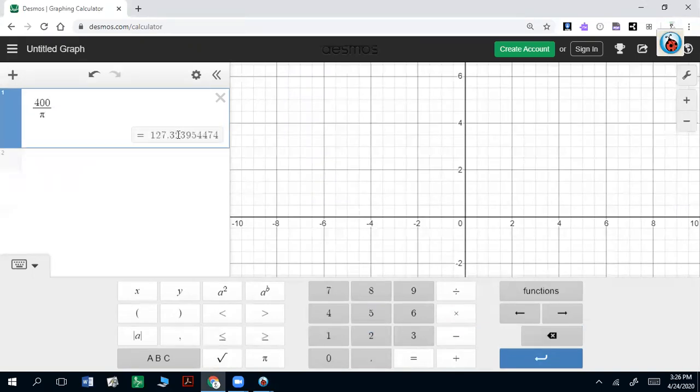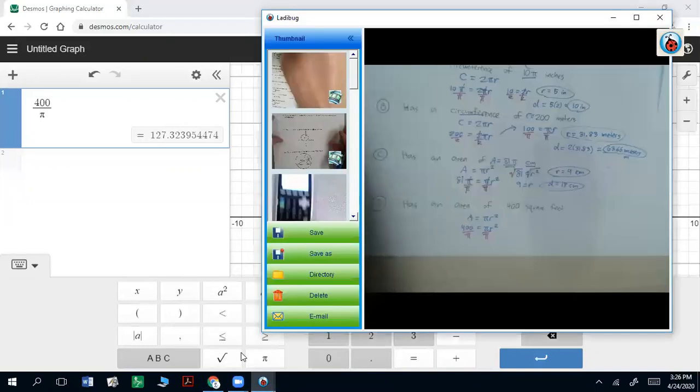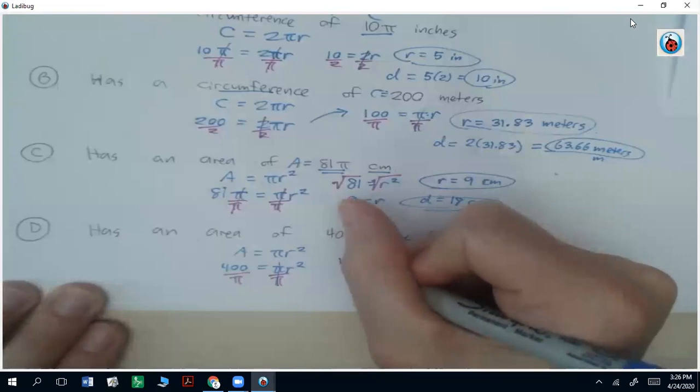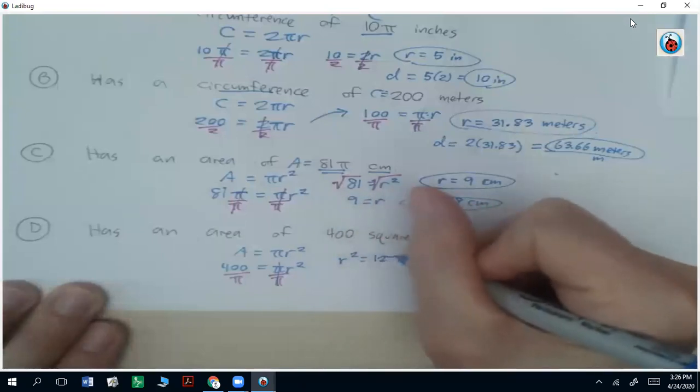So we'll say 127.32. R squared is 127.32.